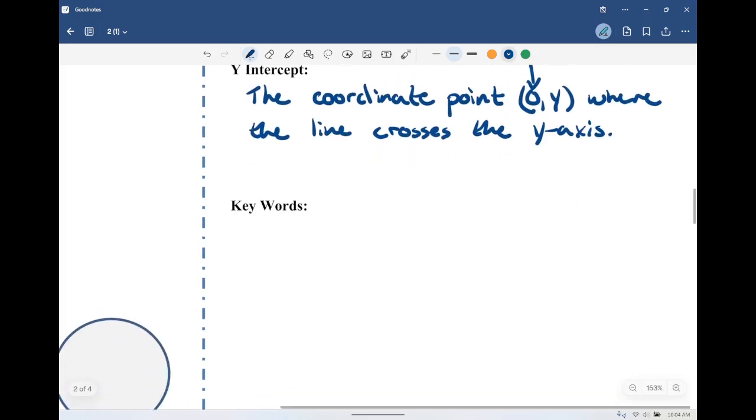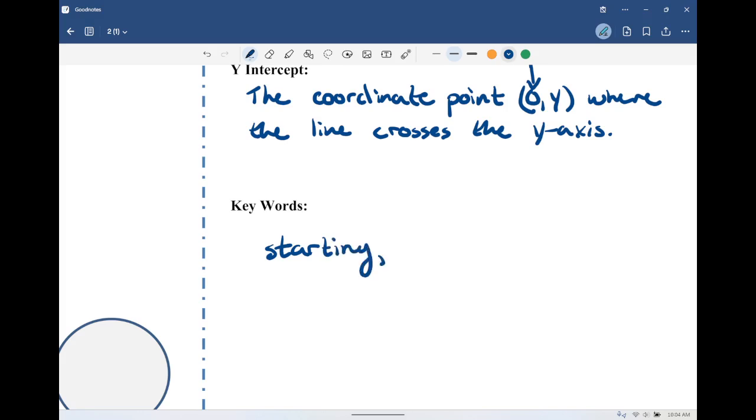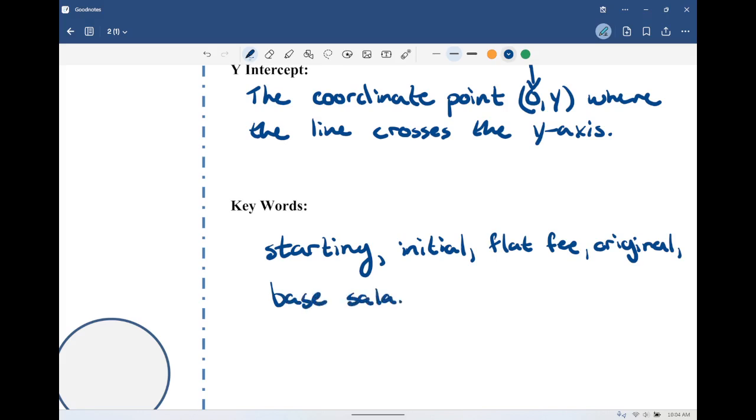Keywords. There are actually more for the y-intercept than there are for the slope. And so you might see starting, initial, flat fee, original, base salary, one time. These are things that we would see in word problems that should really be setting off flags in our brain.